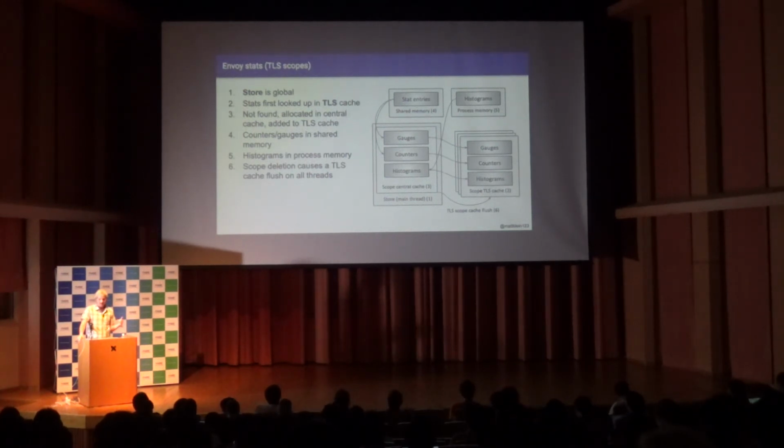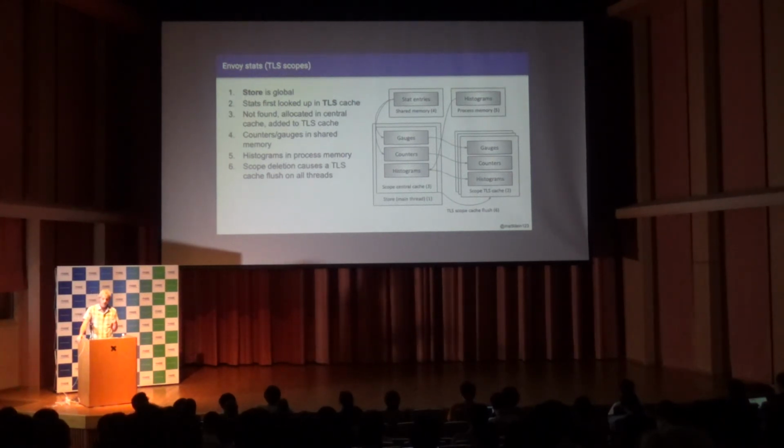Again, we keep counters and gauges in shared memory. We keep histograms in process memory, mainly because histograms are substantially more complicated, and because it's not as important that we have consistency between processes for percentiles. Because we want stats to perform very well, when a worker thread needs to use a stat, it will look up the stat in the local scope cache, over there on the right. And this is done without locks.